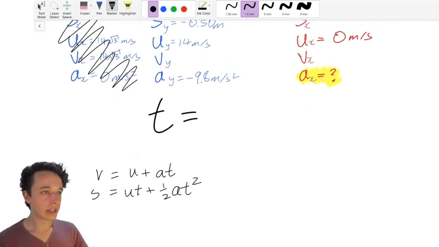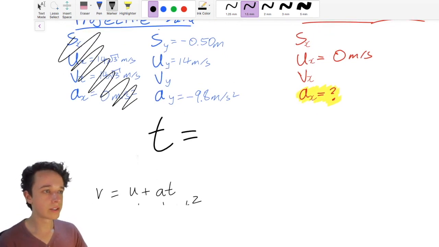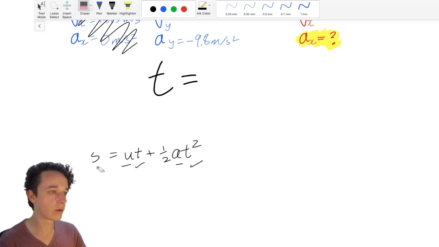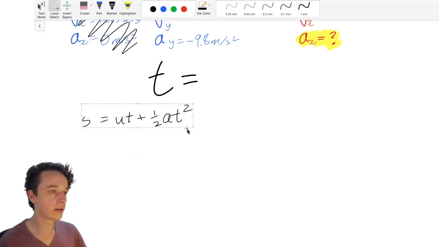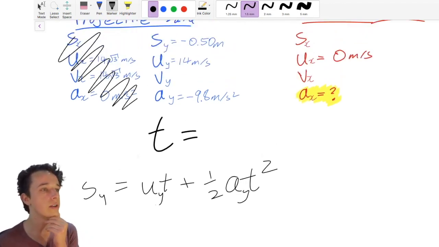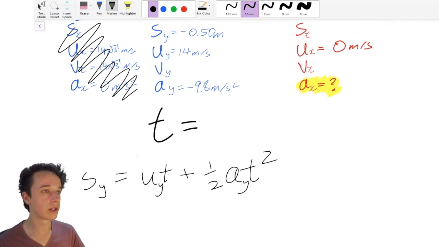So again, we're just going to ignore this x data. Now we're trying to find a t, and we have s, u, and a for the y component. S, u, a, and we're trying to find a t. This has u, a, and t. It has a v, which we don't have when considering the y component data. So we're going to remove that equation and again work with this s equals ut plus half at squared equation. And again, we're going to label each relevant variable with the subscript y to remind ourselves that we're working in the y component. Now we sub in each of these values, right?